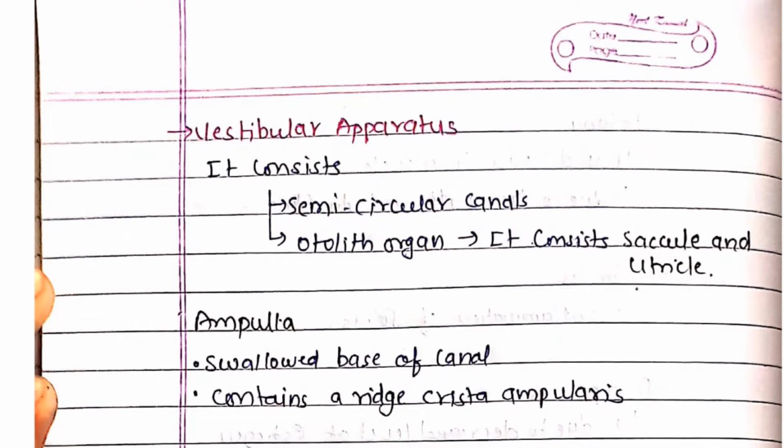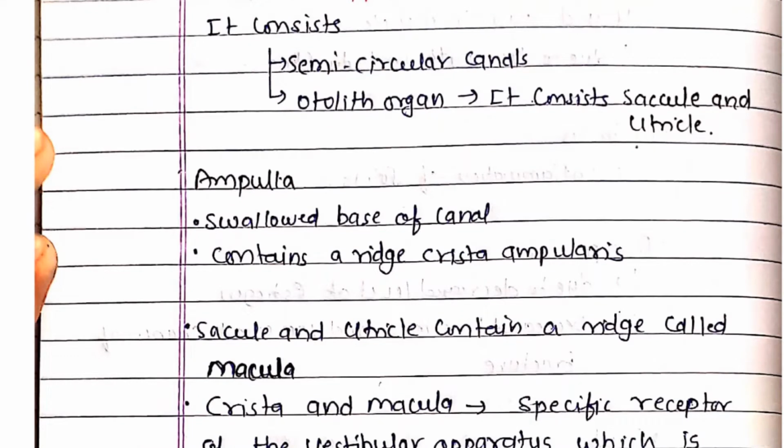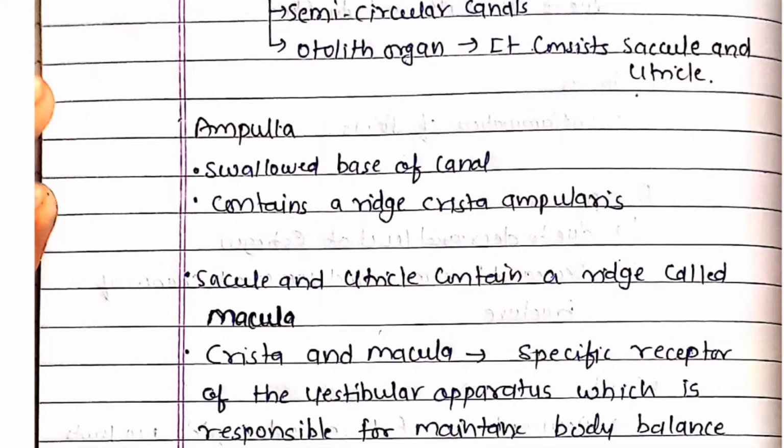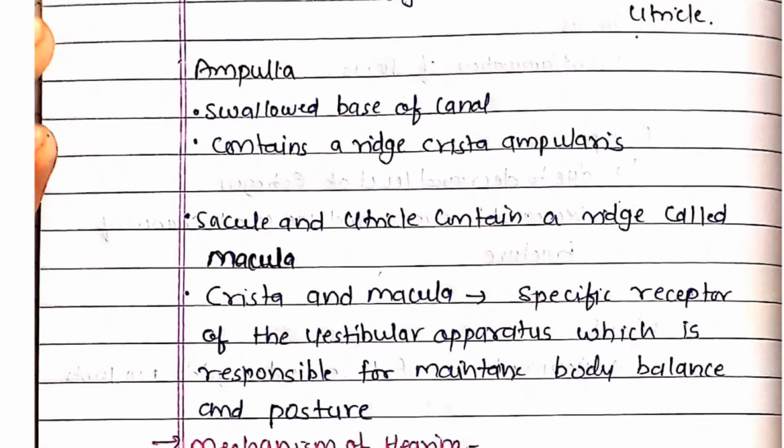Next we talk about the vestibular apparatus. It consists of semicircular canals and otolith organ. It consists of saccules and utricles. Next we have the ampulla. It is the swollen base of the canal and it contains a ridge known as crista ampullaris. Saccule and utricle contain a ridge called macula.